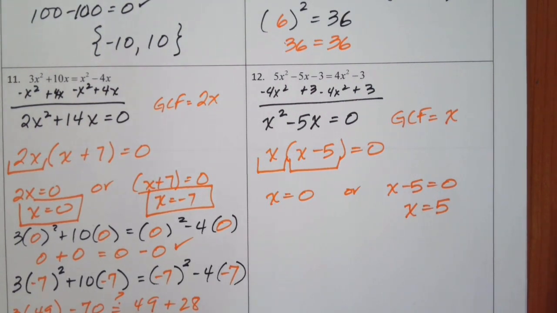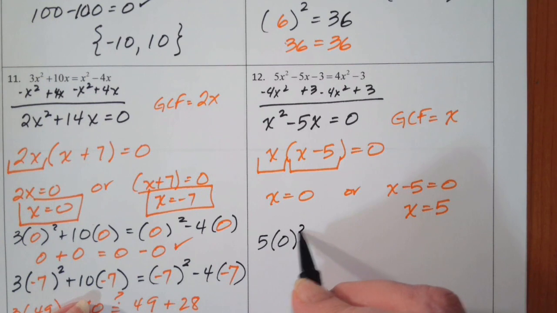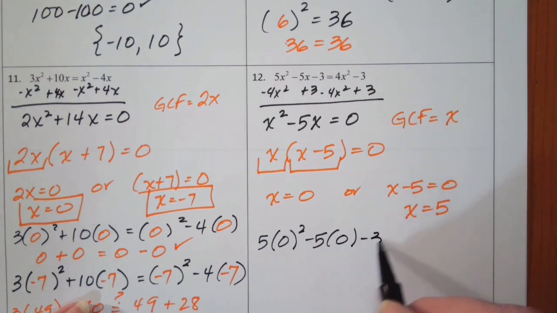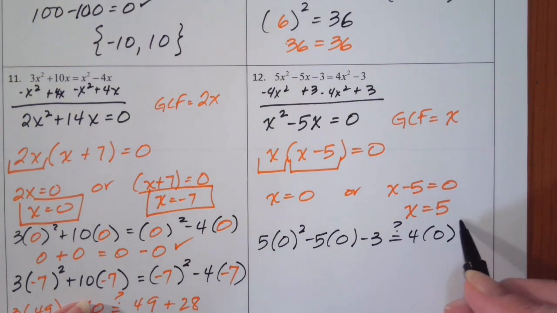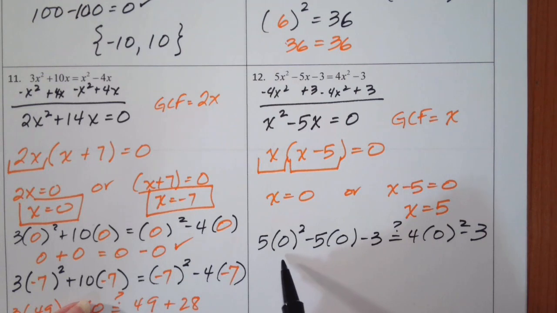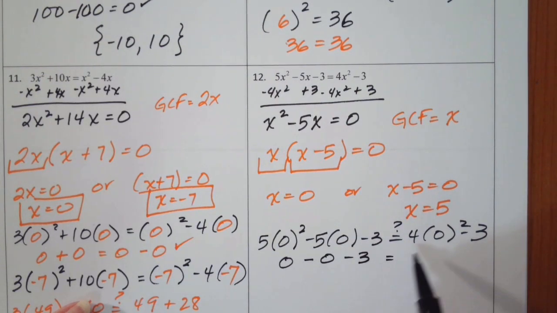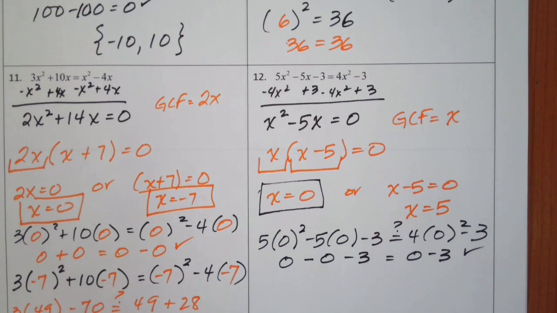Okay, now my check is going to be nasty again. It's really worth the time though. It saves you from so many errors. So 5 times 0 squared minus 5 times 0 minus 3. I want to know if that's equal to 4 times 0 squared minus 3. That gives me 0 minus 0 minus 3 equals 0 minus 3. That is true. So that checks.